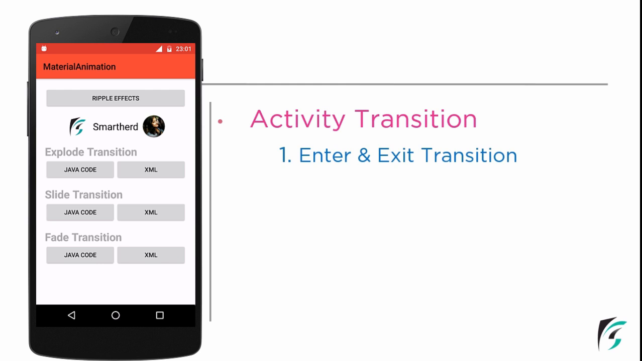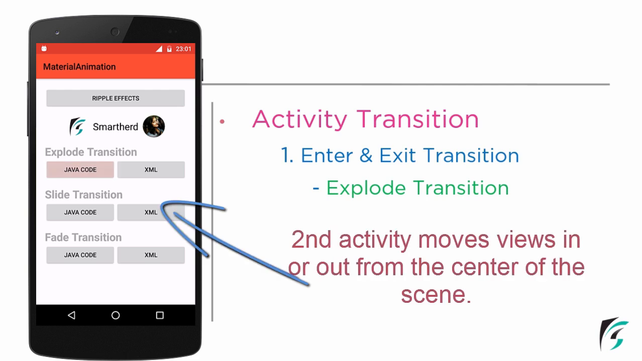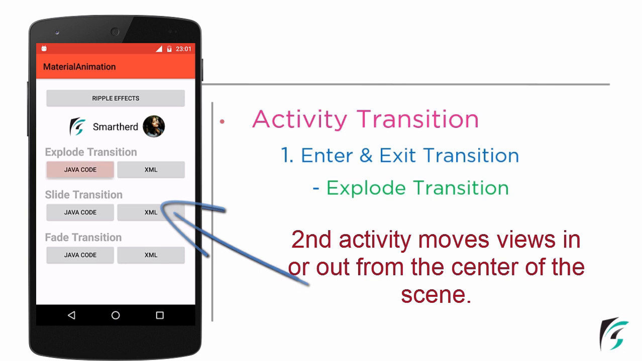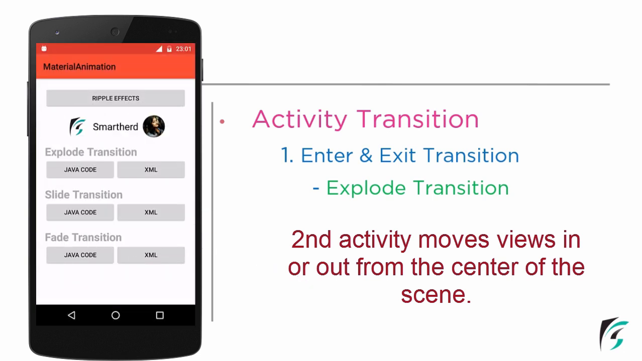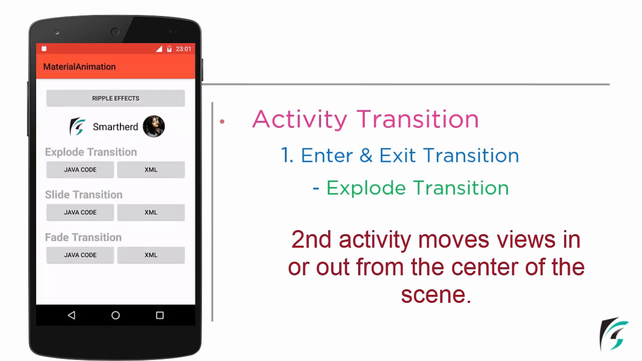The Android Material theme has provided us with various transitions that can be implemented for enter and exit transition. The first one we will be learning about is the explode transition. On the left side of the screen, you can see the overview for the explode transition. This is the demo application which we will be creating while we learn all these transitions. So this is the example for the explode transition that we will be going through.